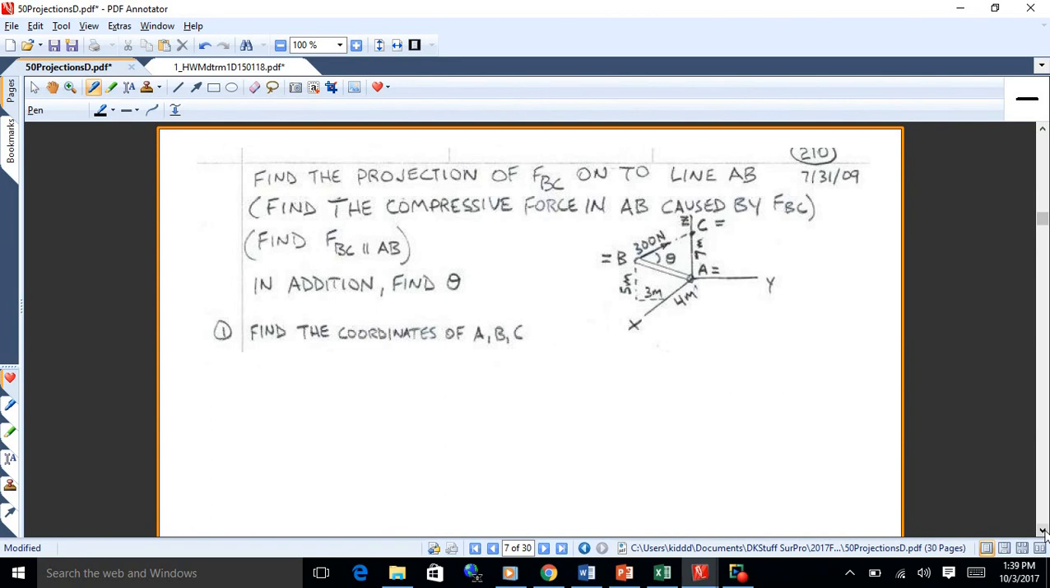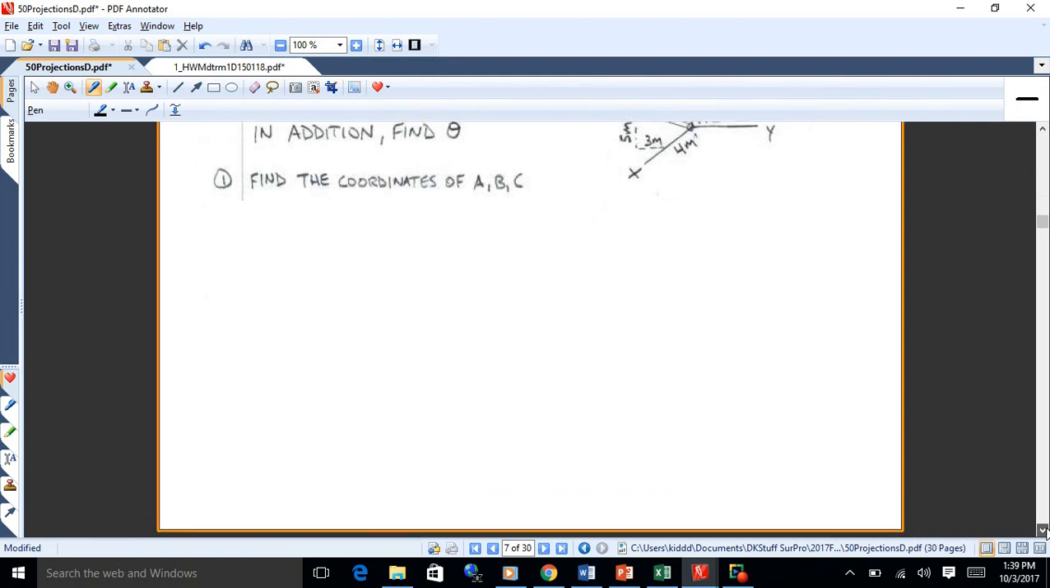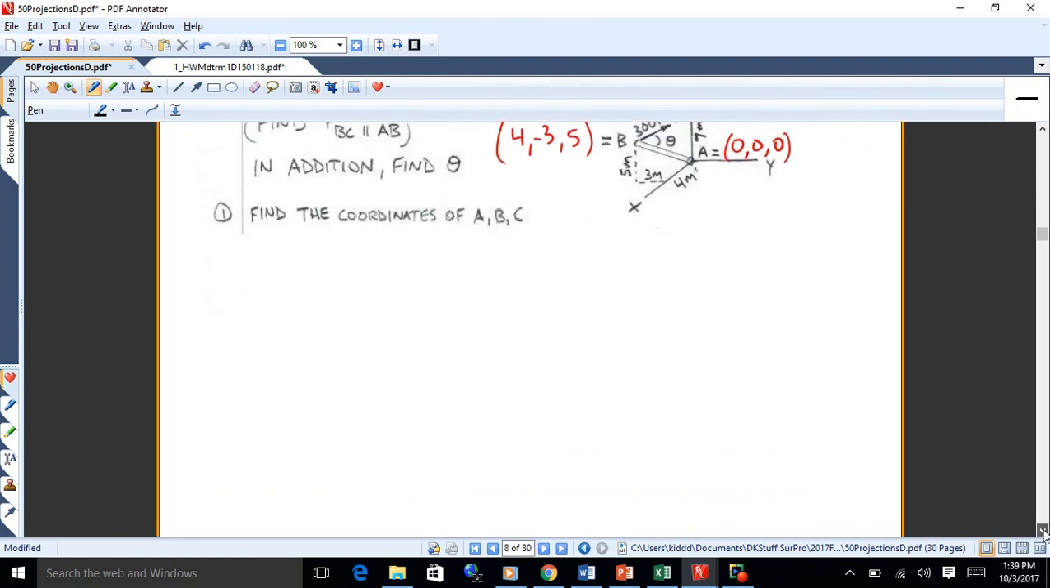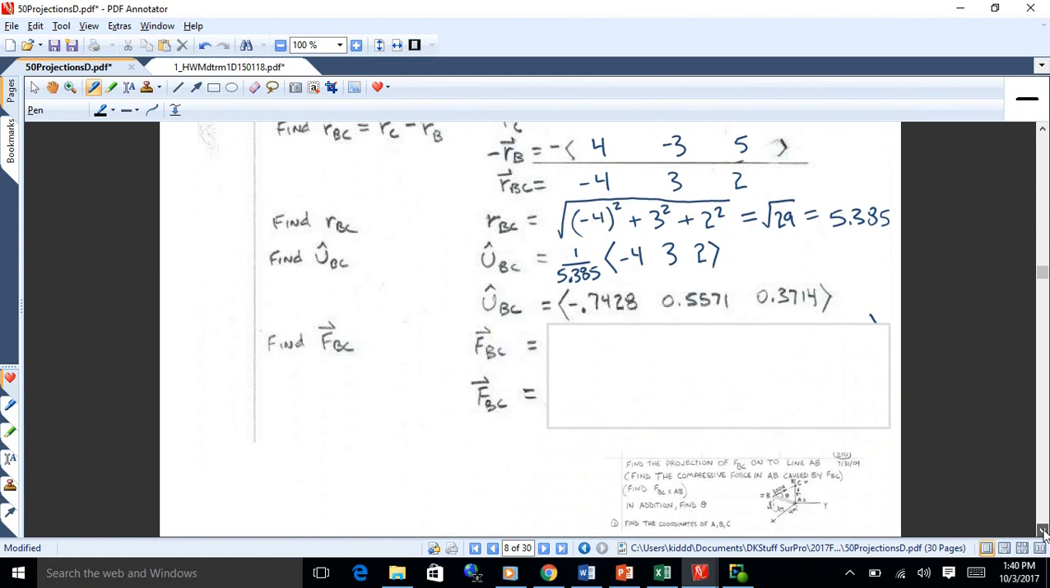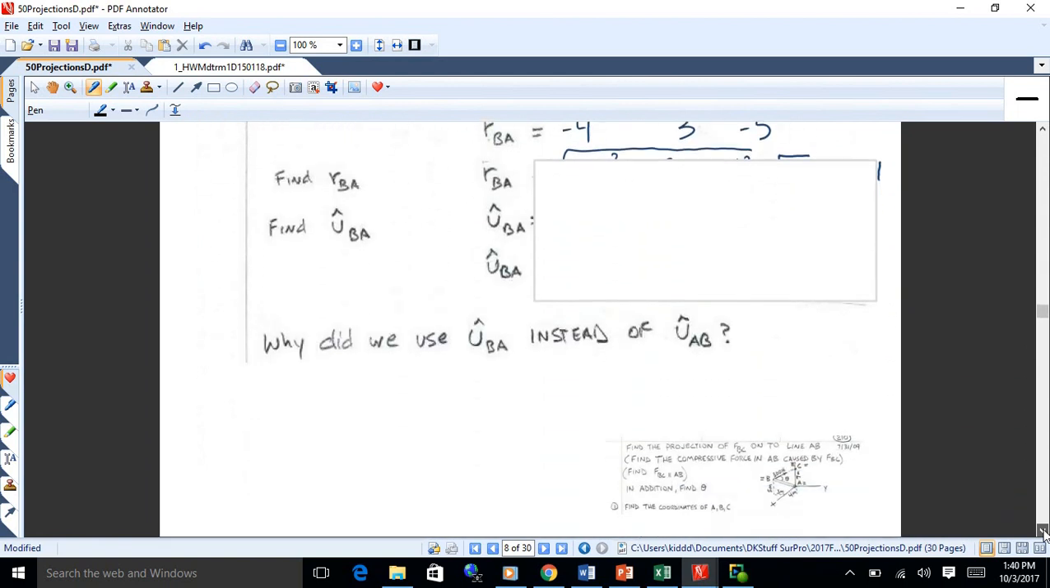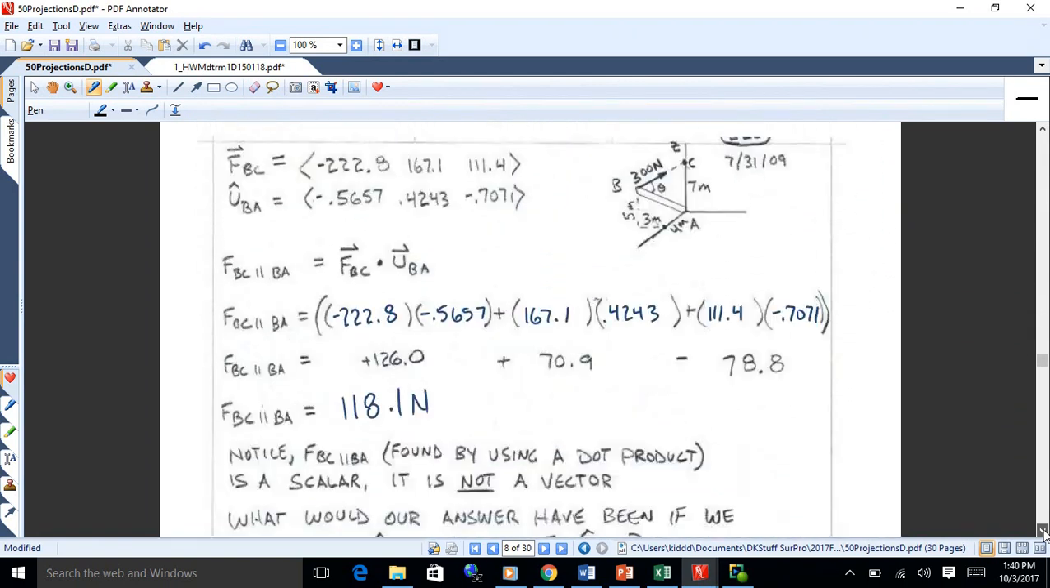Okay, so let's have a look at 210. Let's see if we can find the projection of a force onto a line, okay? Now, let's start by saying, well, why do we want to know this, all right? What's the purpose of this? Why are we up to this? Why do we care, all right?